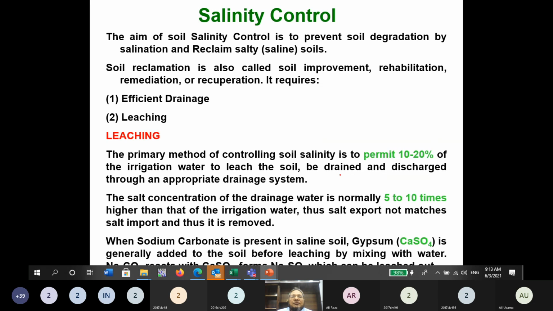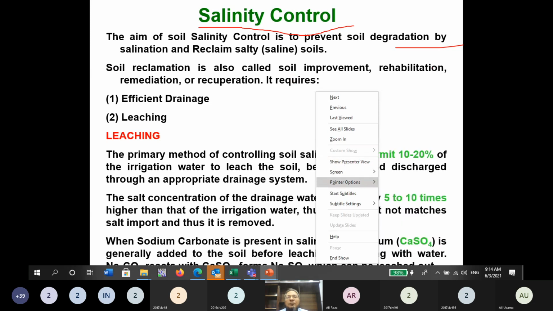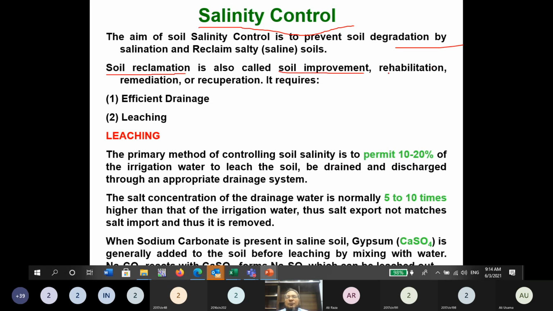Now the salinity control. What can we do? How can we control the salinity? There are only two, and that is also called soil reclamation. Soil reclamation is also called soil improvement. How do we do soil reclamation or soil improvement? It is also called rehabilitation of the soil, or remediation, or recuperation.